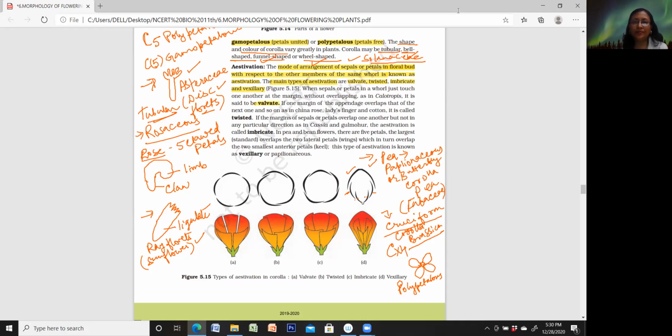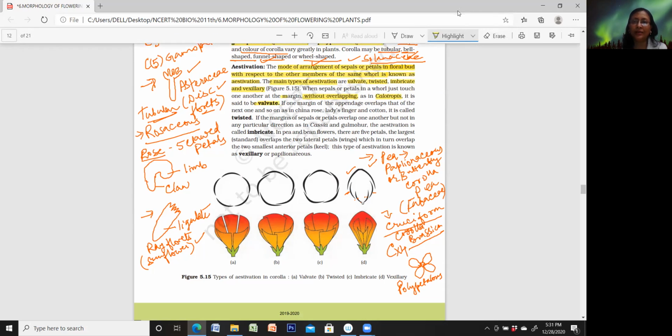First, see valvate. Valvate is when sepals or petals in a whorl touch one another at the margin without overlapping. This is the key word, without overlapping, as in Calotropis. This is the example given here, though it is found also in Brassica. See this Brassica flower, mustard, and if you see it even in the bud, the margins won't overlap each other.